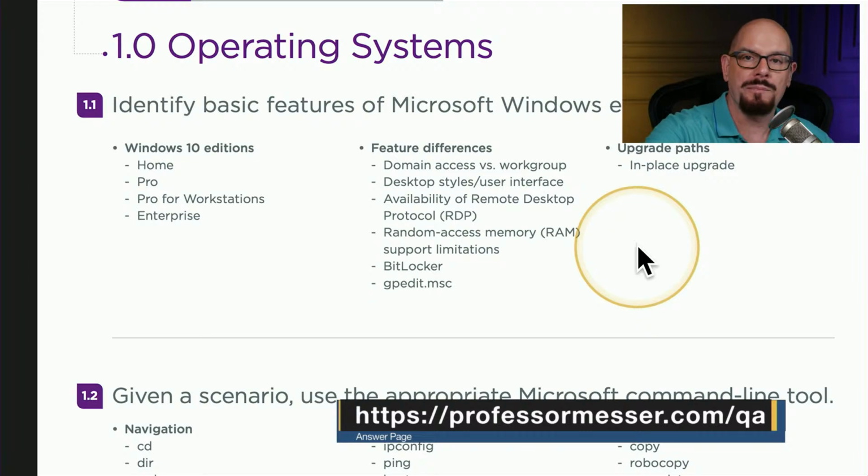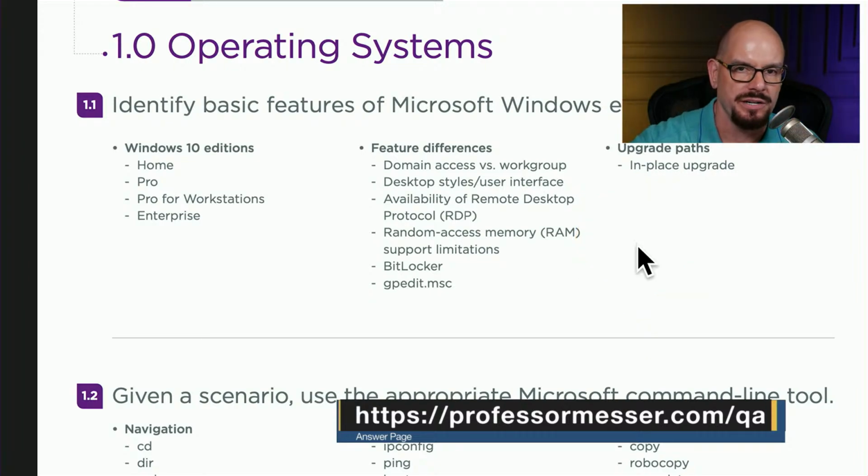So I could think of a number of different performance-based questions here. For example, here's Windows 10 Home, Pro for Workstations, and Enterprise. And here is Remote Desktop Protocol Server, BitLocker, and maybe Active Directory. I know Active Directory and GP edit sort of go together, so I threw Active Directory in that mix. Now match the feature to the Windows edition.